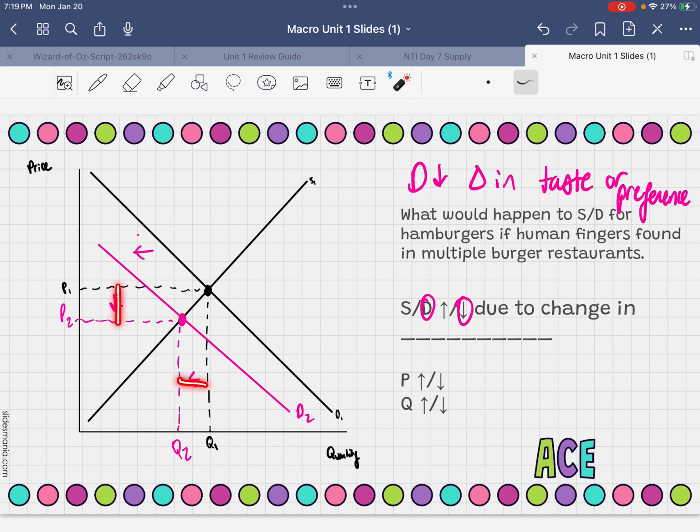Looks like my price went down. My quantity shifted to the left. Price went down. Quantity shifted to the left. Left is less because of change in taste or preference. Taste preference. I know I wrote it out twice, but here's why.